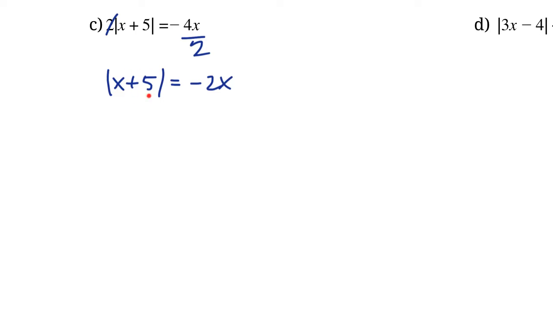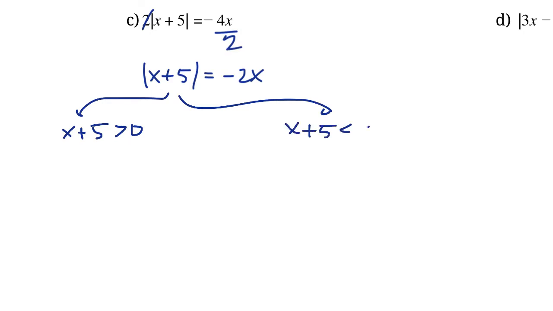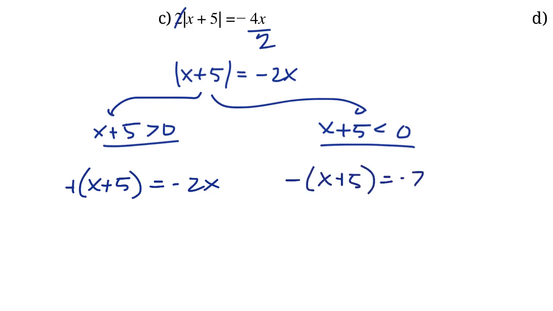When this thing is positive, it's going to give us one solution, and when this thing is negative, it's going to give us another solution. So we're going to break this up into two cases, where x plus 5 is greater than 0, the positive solution, and when x plus 5 is less than 0, the negative solution, right? In the positive case, the thing inside the bracket is positive, so it's just like saying positive x plus 5 is equal to negative 2x. And in the negative case, it's like saying negative x plus 5 is going to equal negative 2x.